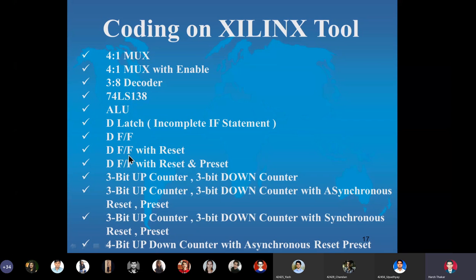Then we have D flip flop. Then modifications are there: D flip flop with reset and preset. Then we have 3-bit up counter, 3-bit down counter, and up and down counters with asynchronous reset preset, and a modified version, the same counters with synchronous reset preset. And for practice, a 4-bit up down counter with synchronous reset preset. So we have separate up and down counters, plain with no reset preset. Then up counters and down counters with asynchronous reset preset. The next modification is up and down counters with synchronous preset reset. And we have one counter which has both up and down counter facility.